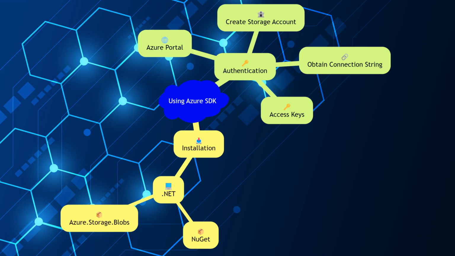To start using the Azure SDK, you need to install the appropriate libraries for your programming language. For example, in .NET, you can use the NuGet Package Manager to install the Azure.Storage.Blobs package. Additionally, you need to set up authentication to access your Azure Storage account. This typically involves creating a storage account in the Azure portal and obtaining the connection string or access keys.